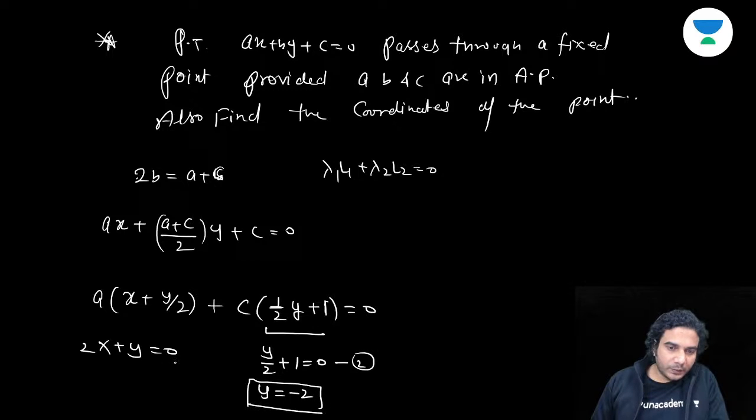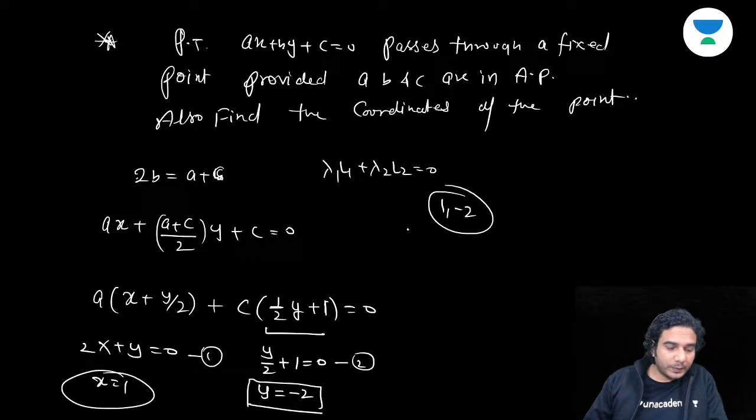So if you're getting y is equal to minus 2, this is the line, right? Y is equal to minus 2, a horizontal line. And if you put y is equal to minus 2 in this, you'll get x is equal to 1. So this is the point of intersection of 1 and 2: 1 comma minus 2.